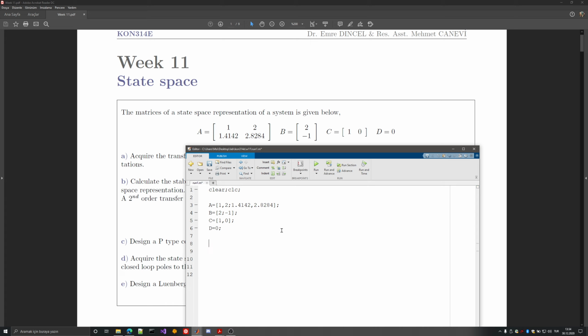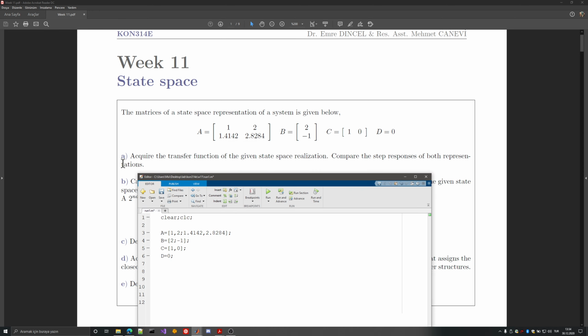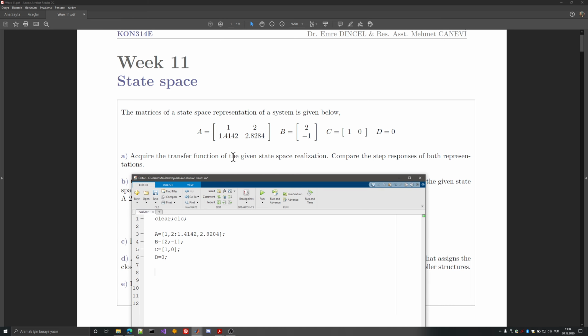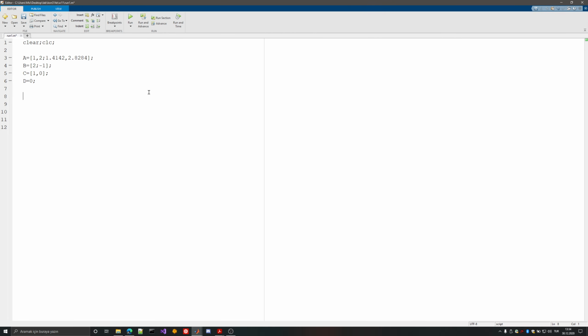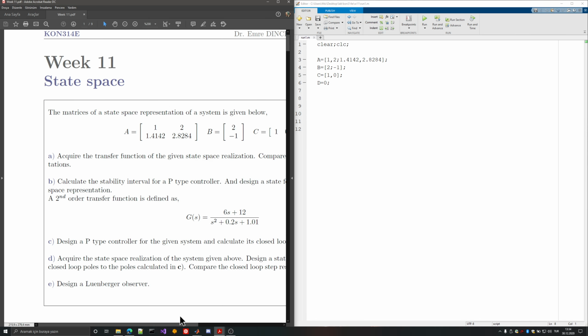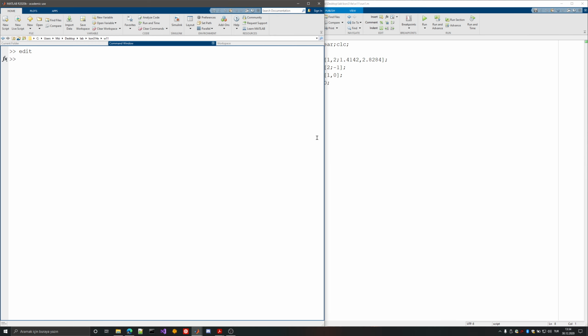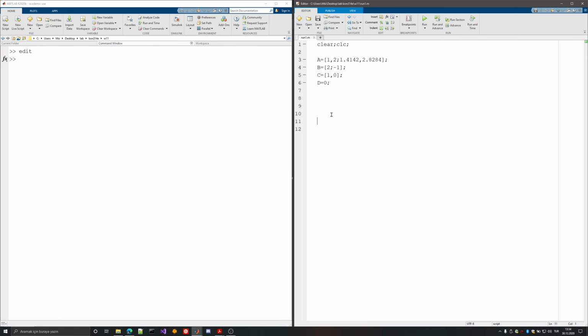So that's it. Now, our first task today is to acquire the transfer function of the given state space realization and compare the step responses so that we are sure that this is exactly the same system or model. Since we need the transfer function, there are several ways to accomplish this. One of them will be the Control System Toolbox again, and the other one will be the Symbolic Toolbox. You can use both of them, or one of them will do the job, but we will see both of them for a reason.